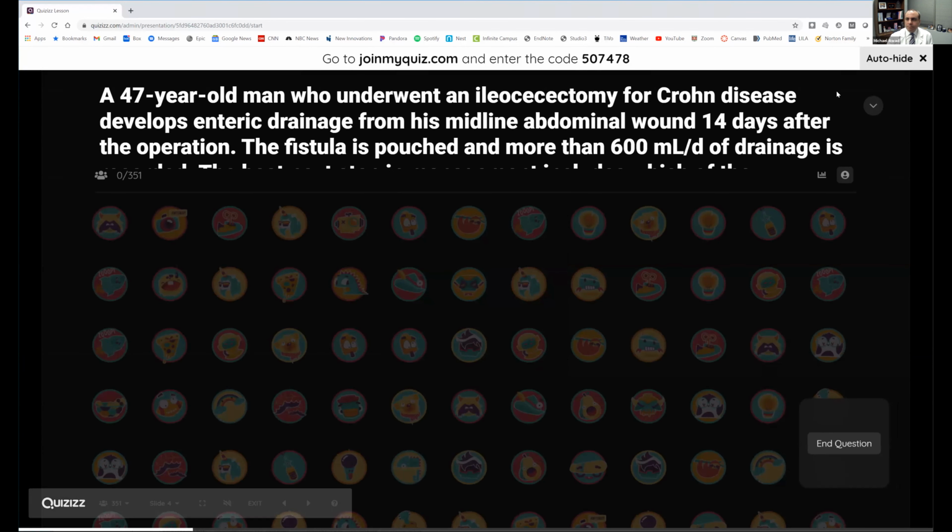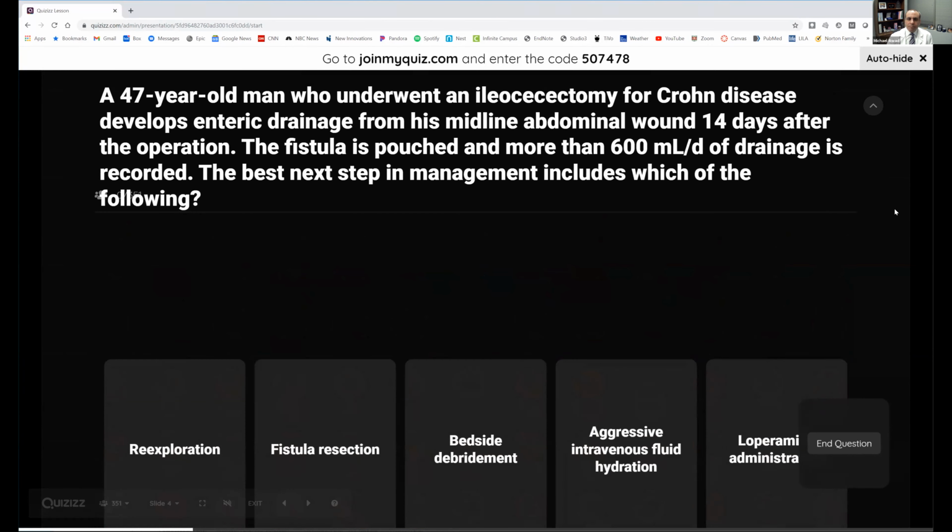All right, on to the next one. So a 47-year-old man who underwent ileocystectomy for Crohn's disease develops enteric drainage from his midline abdominal wound 14 days after operation. The fistula is pouched and more than 600 cc's of drainage is recorded. And the best next step in management includes which of the following: re-exploration, fistula resection, bedside debridement, aggressive IV fluid hydration, or loperamide?